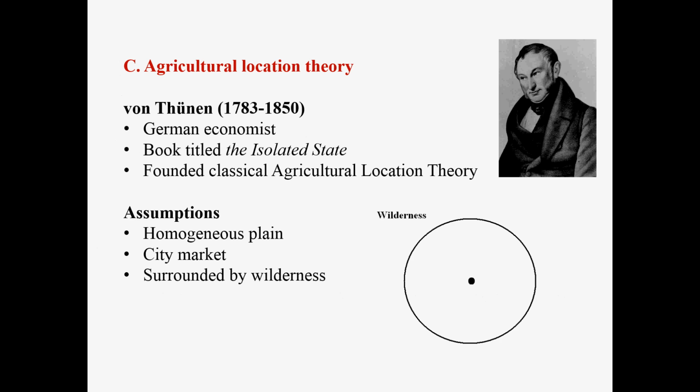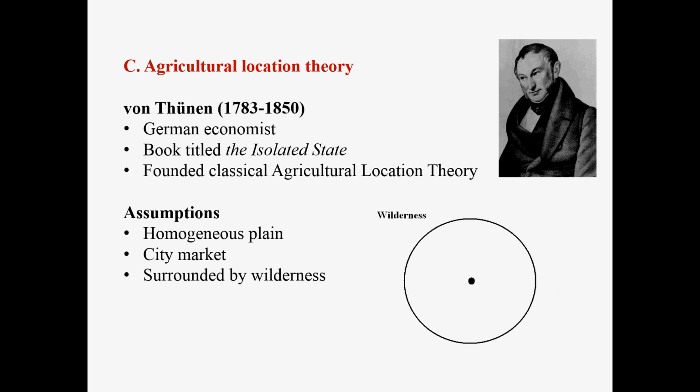He bought a lot of farms, and on his farms he experimented with growing crops, and then calculated how much he had to put in and how much he could make. He summarized his findings into this book called The Isolated State. And so that eventually founded the classical agricultural location theory.